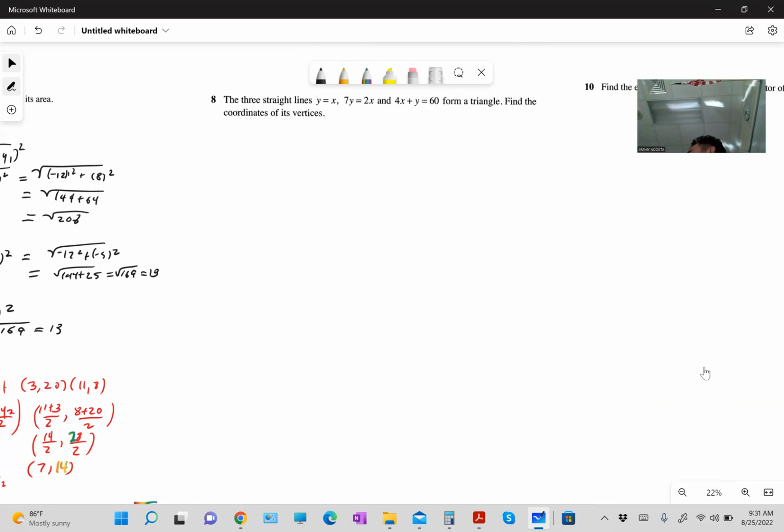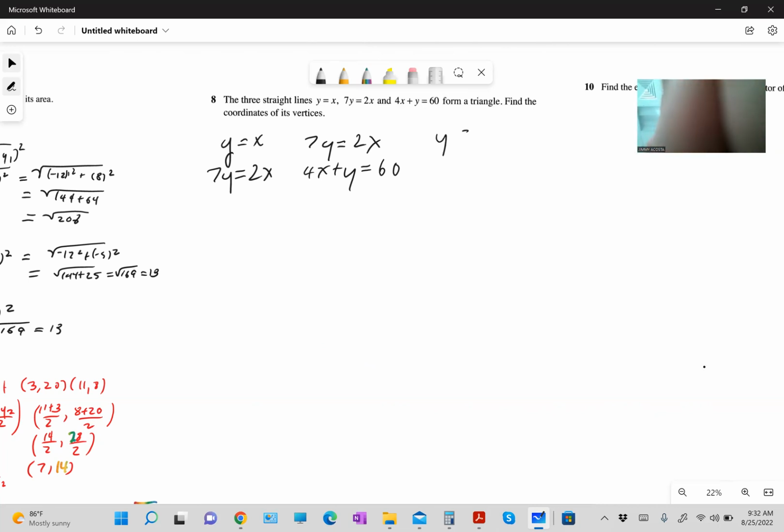You can draw a picture of this, can't you? I don't feel like drawing a picture right now. I'm going to do this straight to the equations, get the answers, and then we can do the pictures. Fair enough? All right. So you have to do y equals x and 7y equals 2x. Okay. So now we go 7y equals 2x and 4x plus y equals 60, right? And is there another one I can do? y equals x, and what else?